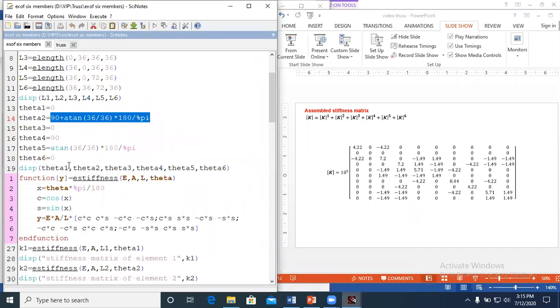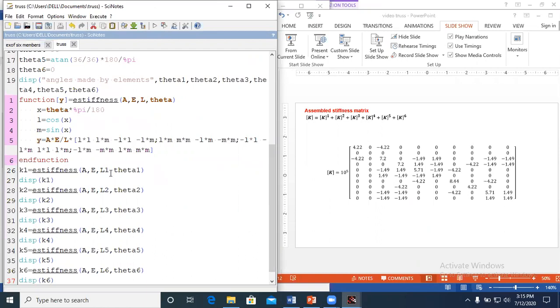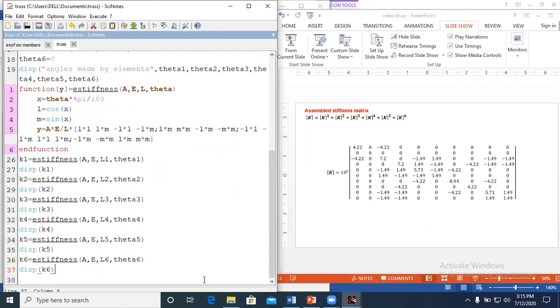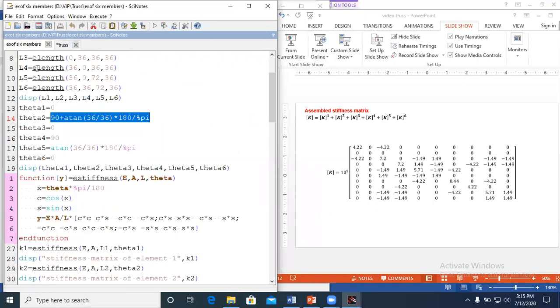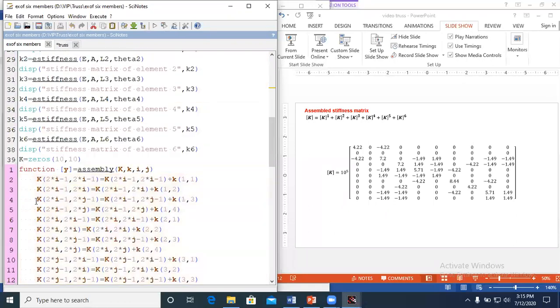Now first I will define the matrix of zeros. For defining the matrix of zeros, I will take capital K equal to zeros in bracket. Now it should be equal to the size of the global stiffness matrix, 10 by 10. After that I will write the function. It is a big function, so I will take it from here.